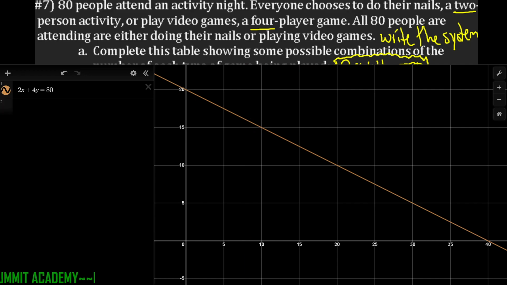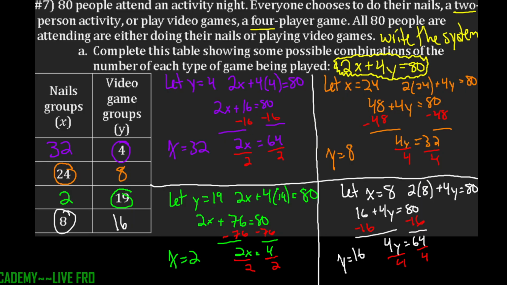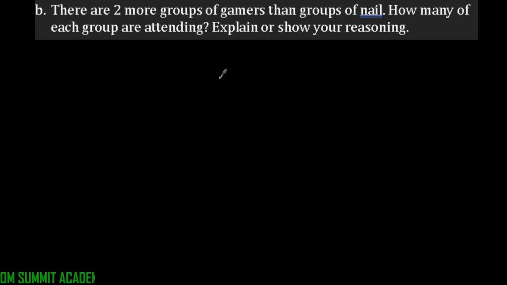Okay, so let's hide this one and go to part B. So again, make sure you're seeing how to do this. It was just like we did it in the notes. I told you it was going to be a test question, so that's why I'm practicing it one more time. All right, and for part B, using that same scenario, it says there are 2 more groups of gamers than there are of people that do their nails. Then it says, how many of each group are attending?